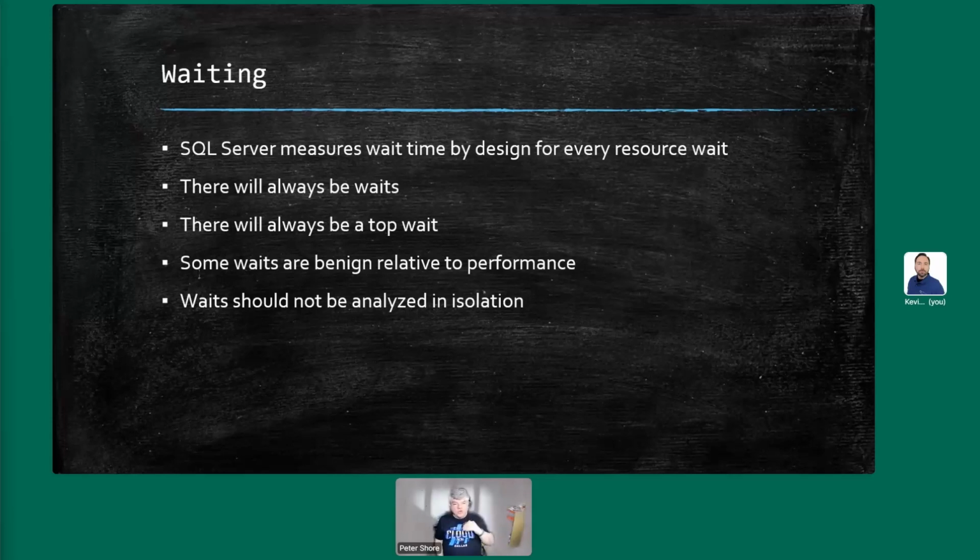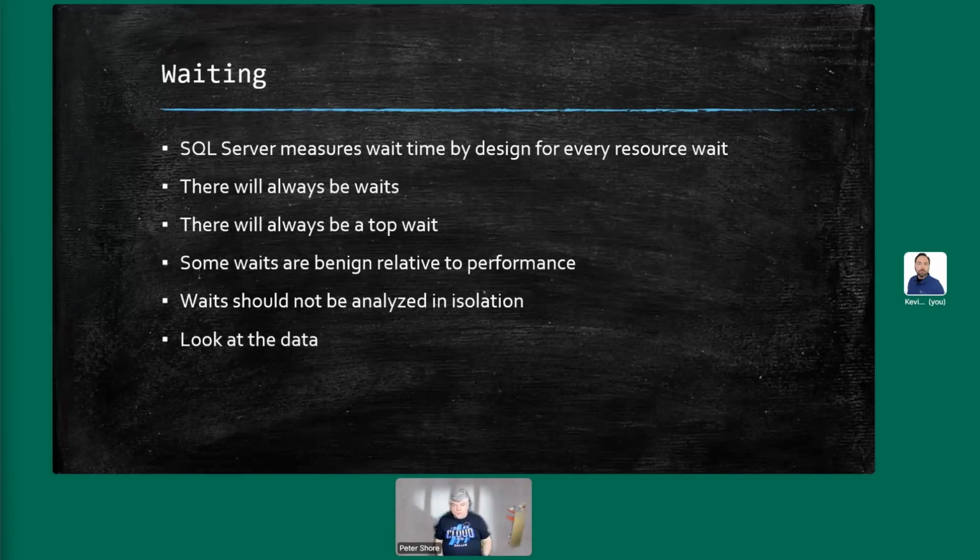But we also want to make sure that we're not focused on an individual wait statistic, because many of them are best troubleshot in conjunction with one or more other ones, because we get more information that way. And some of them, and we'll talk about one of them, aren't really a problem to spend a ton of time on unless they are in conjunction with another one.